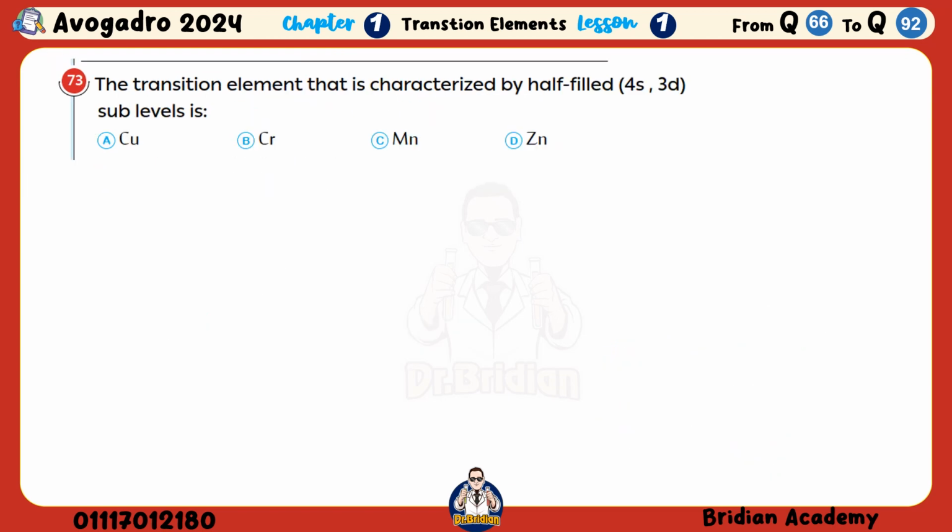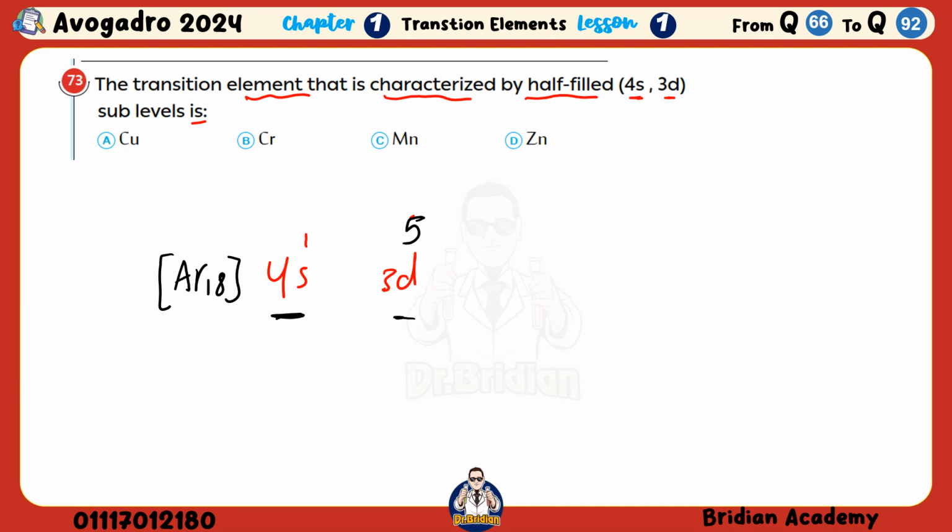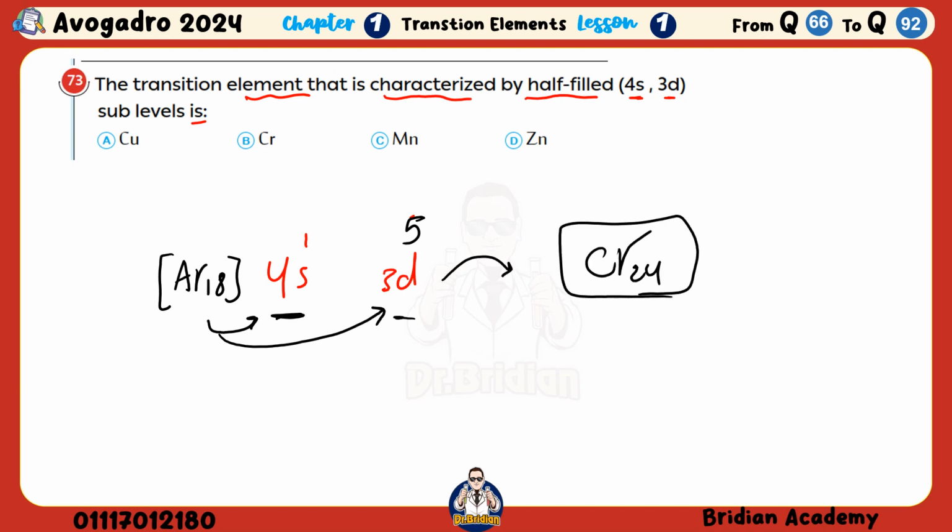Question number 73. The transition element that is characterized by a half-filled 4s sublevel. 4s is half filled when it has 1 electron, and 3d is completely filled with 10 electrons, but he asked about half filled, so 3d will be half filled with 5 electrons. This electron configuration, 4s1 3d5, according to the nearest noble gas, proceeds with argon 18. So argon 18 4s1 3d5 refers to chromium 24. So the right choice will be letter B.